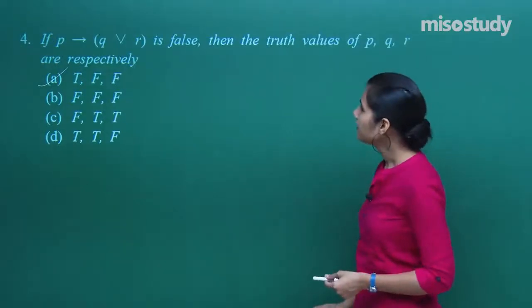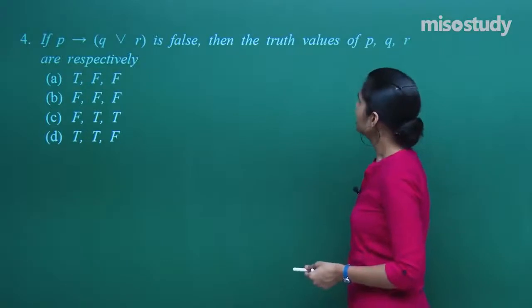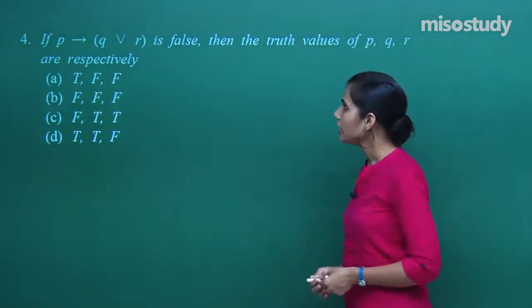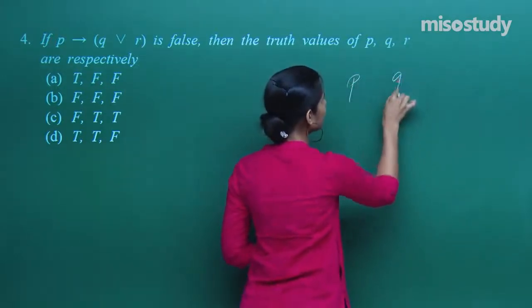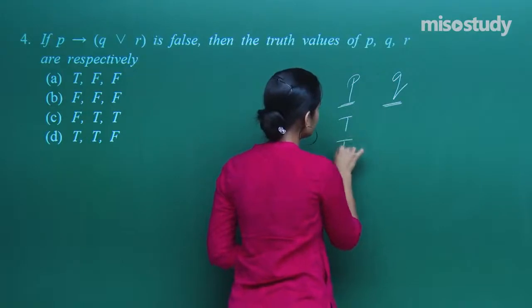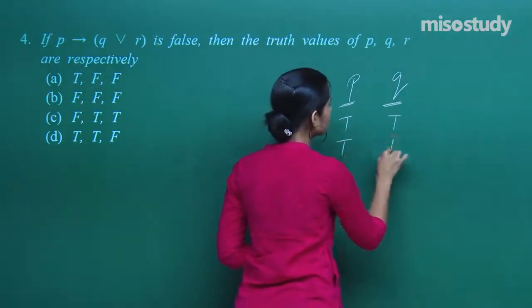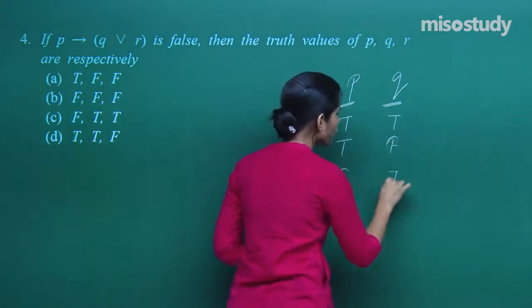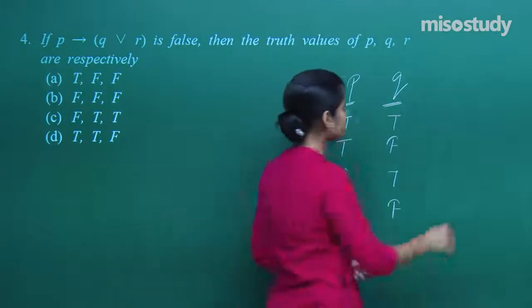Next you have: if P implies Q or R is false, then the truth values of P, Q, R are what? For this, understand that if I have P and Q as two statements, each can be true or false. When this is true, this can be true. When this is true, this can be false. When this is false, this can be true. When this is false, this can be false. I am talking about the truth table.